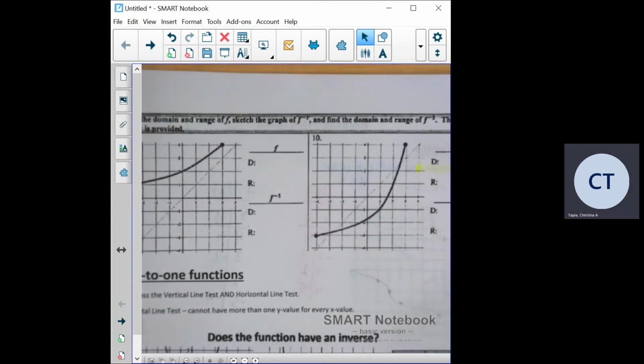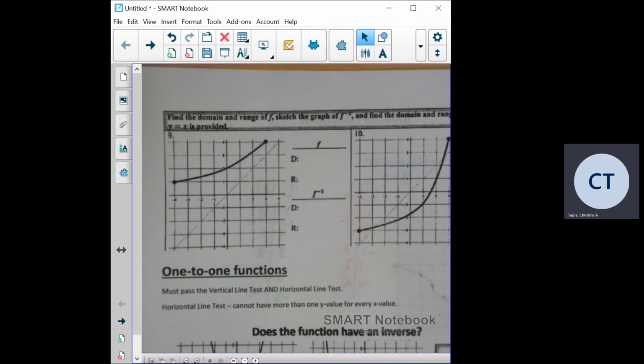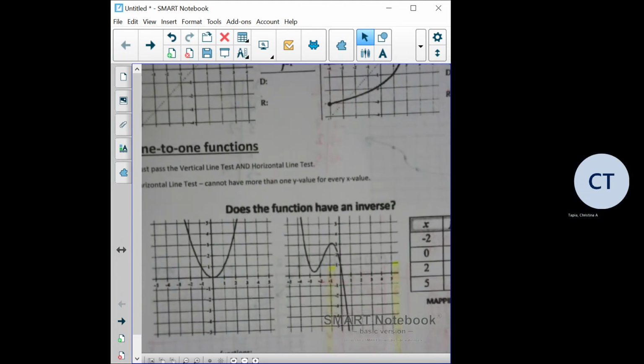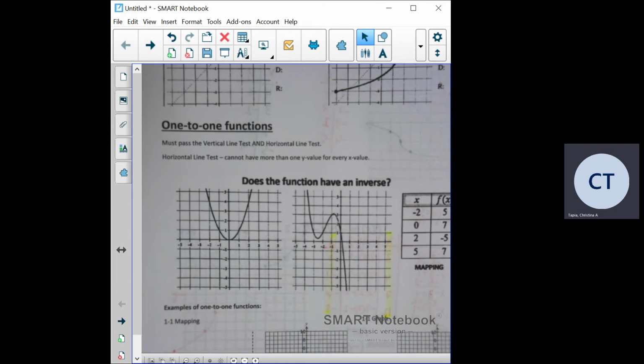So on this back side up here, these two questions, 9 and 10, I'm not going to do. If you choose to do them later, awesome. If not, that's up to you. We're going to look at one-to-one functions. I'm going to have to zoom out for a bit. Okay, one-to-one functions. In order for a function to be one-to-one, it must pass 2 tests. It must pass the vertical line test and the horizontal line test.